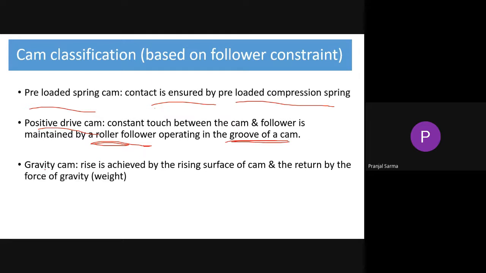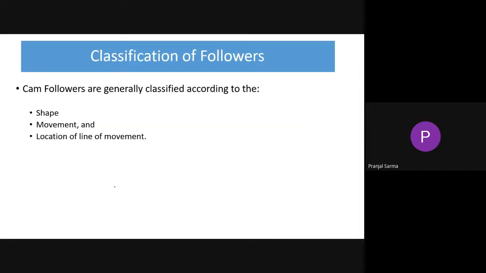Similarly, a gravity cam might also be there, where the rise is achieved by the rising surface of the cam, and because of the rising surface of the cam design, the follower will rise. And return is by the force of gravity, because the follower has certain weight and always wants to go down. So whenever the cam is rotating down, due to the force of gravity itself, the follower also will go down, that is, the return stroke will be accomplished due to gravity. So this way also we can accomplish it.